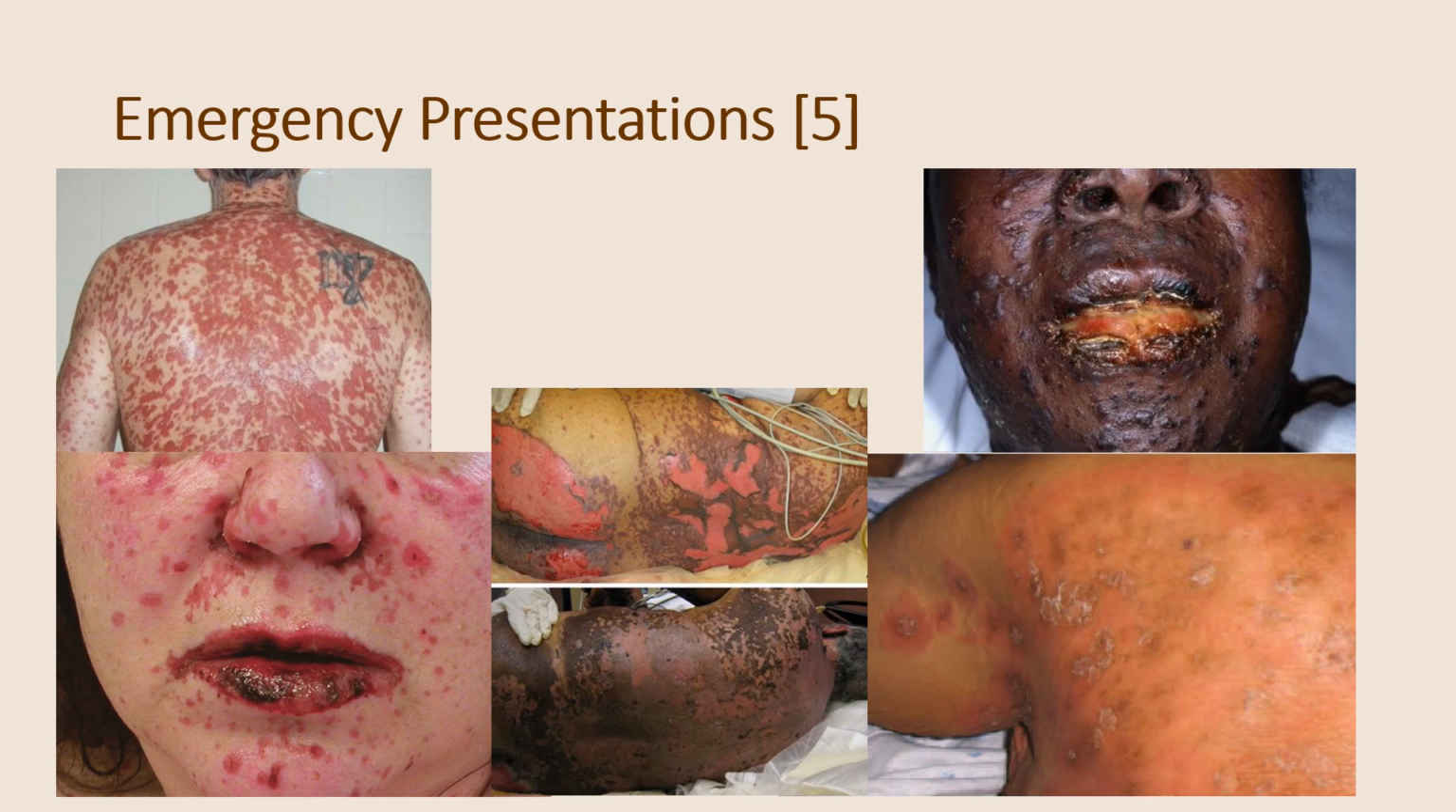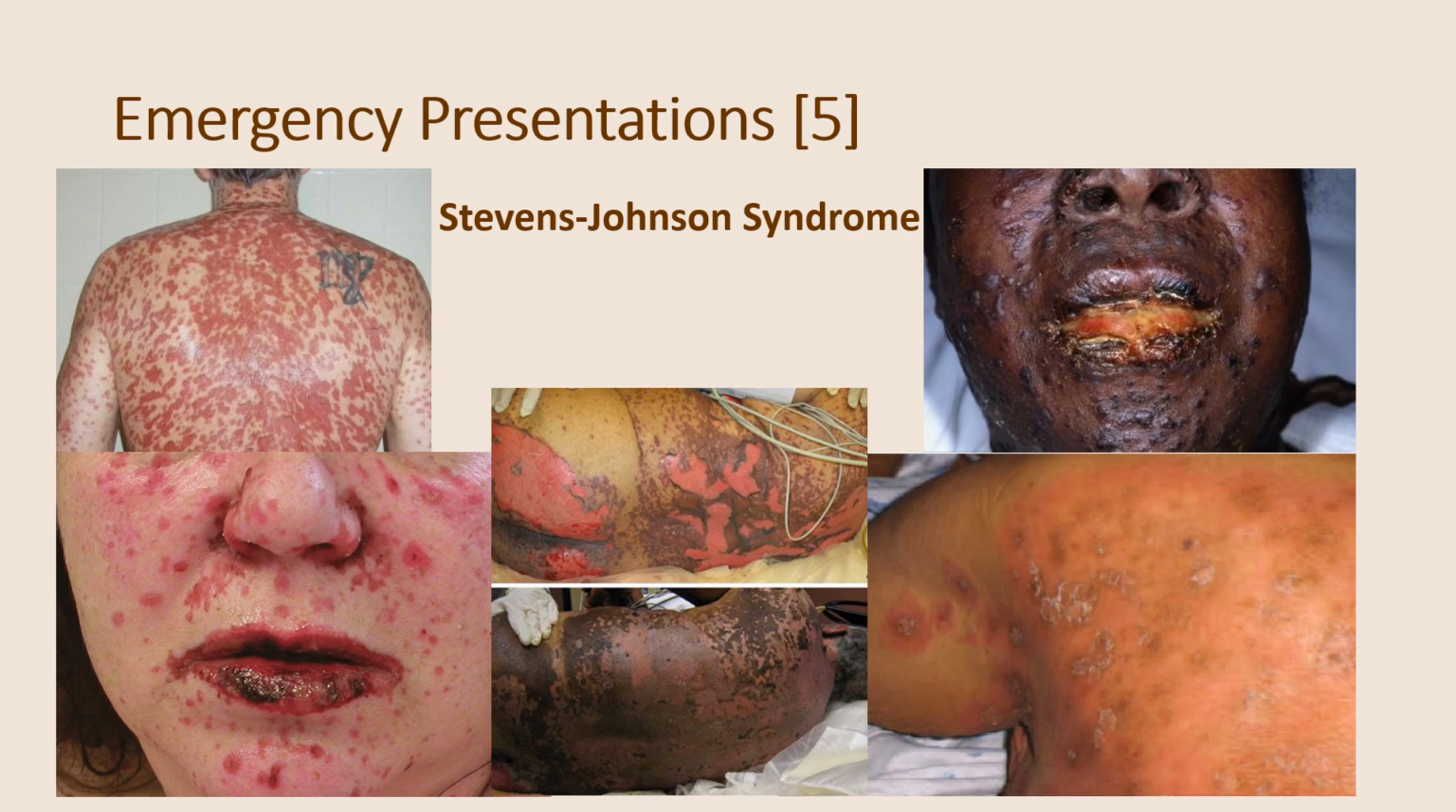Stevens-Johnson syndrome and toxic epidermal necrolysis are considered to be on a spectrum depending on the body surface area involved. The photos on this slide are quite striking, and you will see that there is quite extensive mucosal involvement in both the lighter skinned patient on the left and the darker skinned patient on the top right.